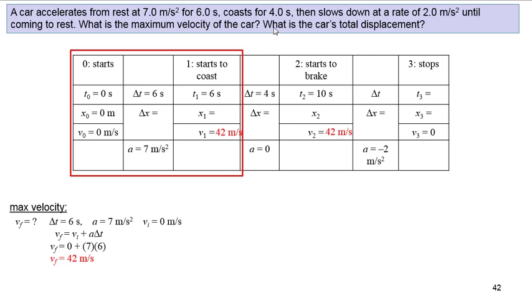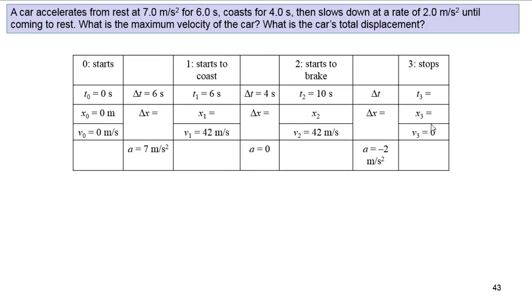So now let's look at solving the second question. What is the car's total displacement? Where is that on the table? Well, if I could know the value of x3, since I started in the beginning at x equals 0, if I could know this value x3, that would be my displacement. So I want to know what x3 is.